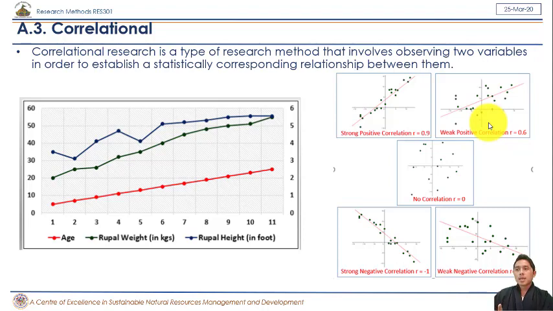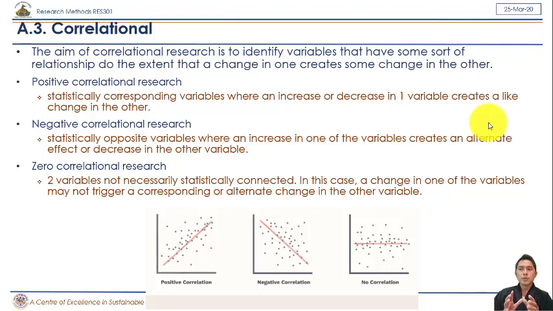So basically, there are 3 kinds of correlation research that we can do: positive correlation research, negative correlation research, and zero correlation research. Zero correlation research is when an increase in one variable is not being affected by the increase in another variable. So there is basically no correlation at all.